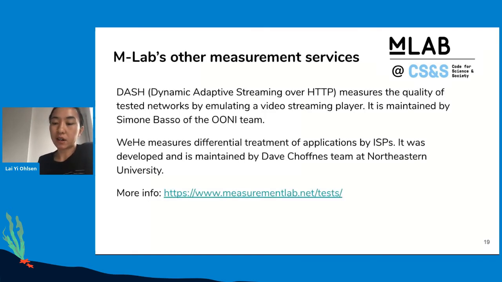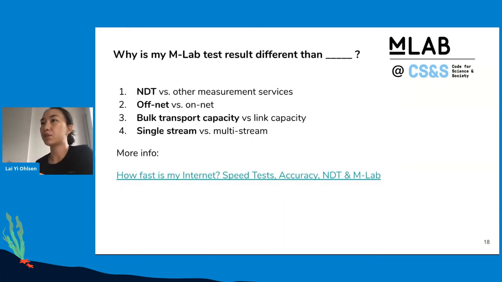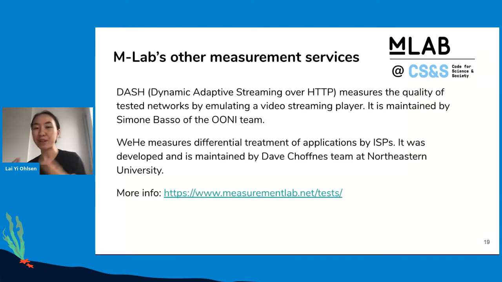That is all about NDT specifically, and that's because I wanted to spend time on it since we have so much NDT data. But when thinking about what MLab data is, it's also useful to remember that we host other measurement services. One of those is Dash, which OONI, as I mentioned before, has developed a test client for. We also host a measurement called WeHe, which is measuring differential treatment of applications by ISPs. Dash is measuring the quality of video streaming. Both are hosted on our platform currently, and you can write test clients for them today, as well as use the ones that others have already written.